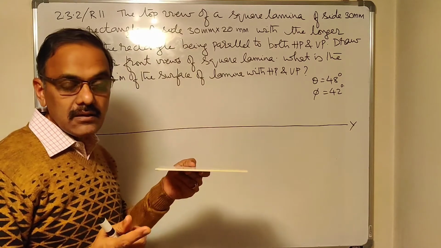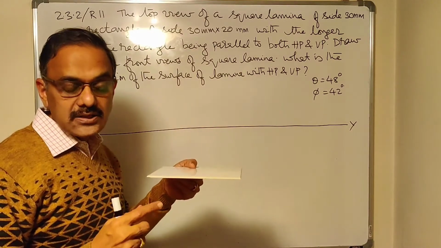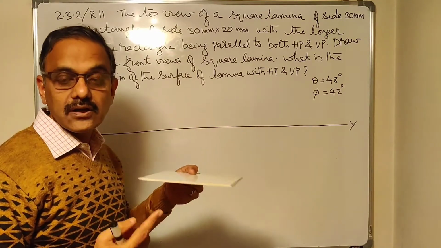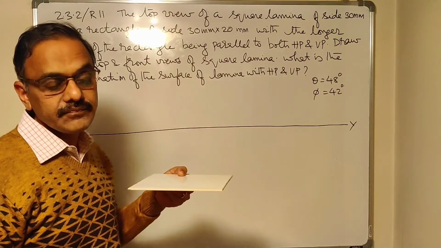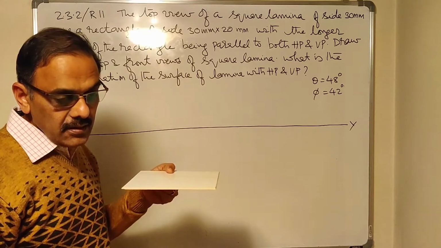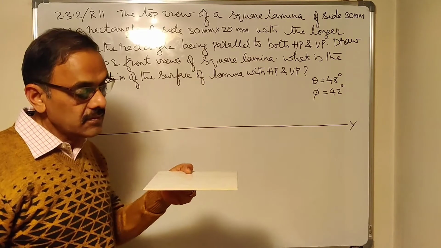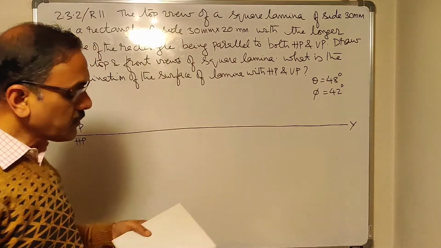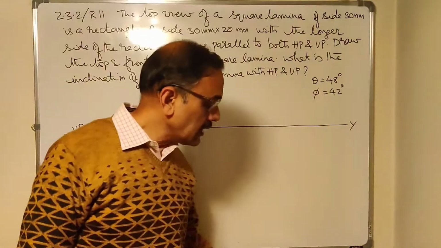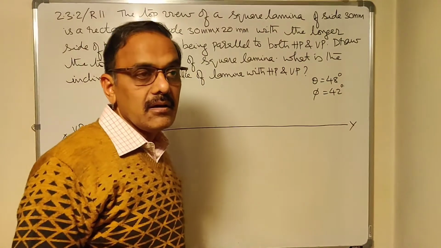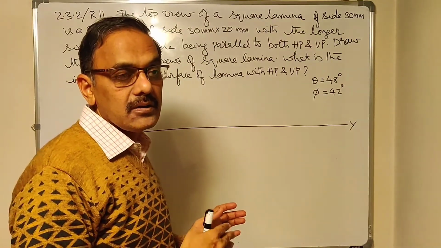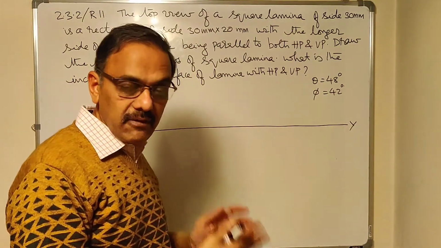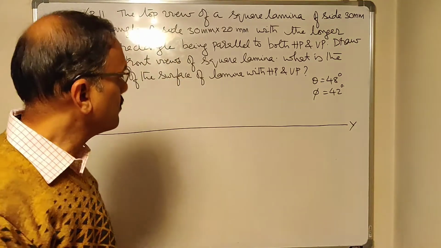30 by 30 is the square. It's getting transformed into a rectangle of 30 by 20. How is it possible? Once again, let me complete the problem, then I will come to that. Let me identify SP1, HPC and VPC, then I will show you the position.